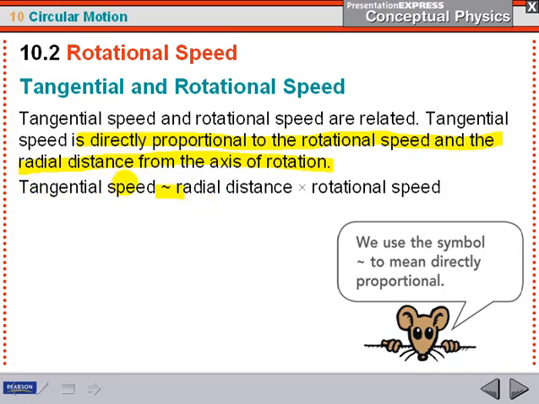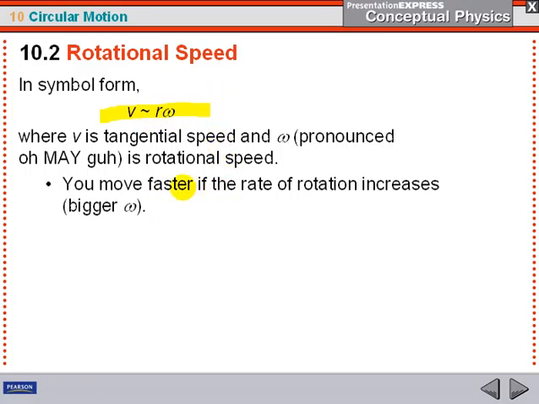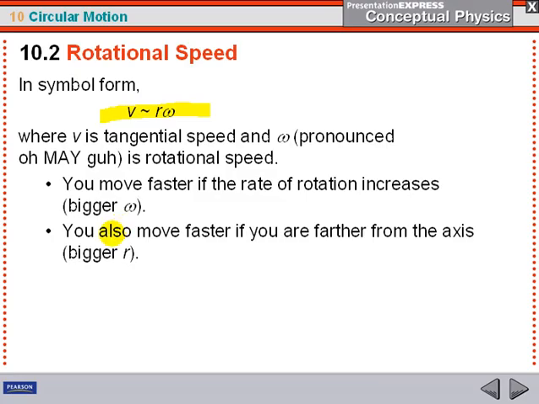We're starting to build a formula here, and we write it like this: v is the tangential speed, omega, this character right here, is the rotational speed, and r is the radius. So the faster the rate of rotation, the bigger the omega, and the further from the axis, which is the radius, the bigger r. So if the object rotates quicker and you're further away from the center of the object rotating, the greater your tangential speed.